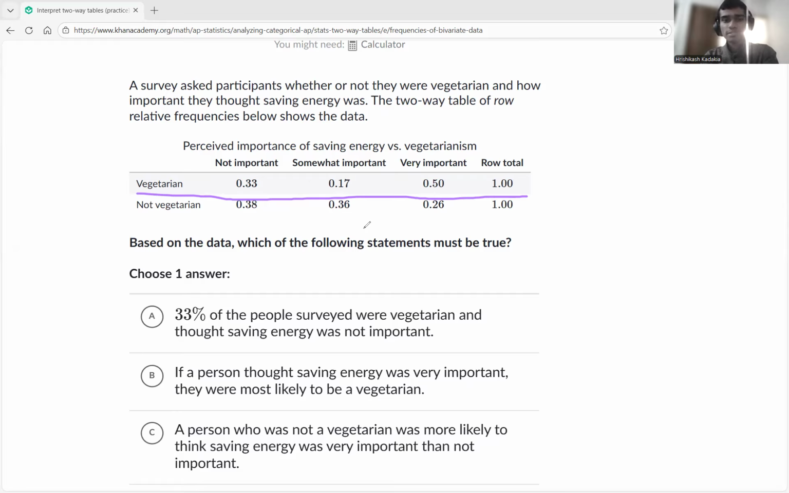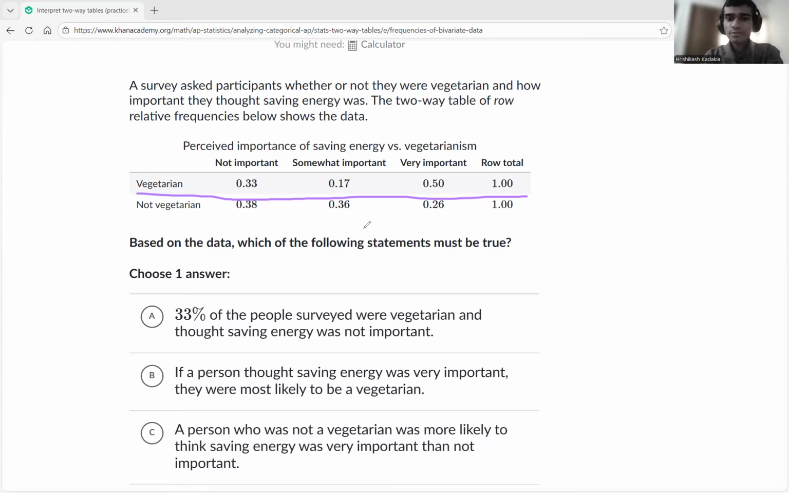And for the non-vegetarians, 38% are thinking not important and 26%. So yeah, non-vegetarians don't think it's that important to save energy. Because vegetarians are trying to save energy. They're trying to reduce their meat consumption. They're trying to benefit nature that way. Stop climate change by reducing the amount of meat eating.